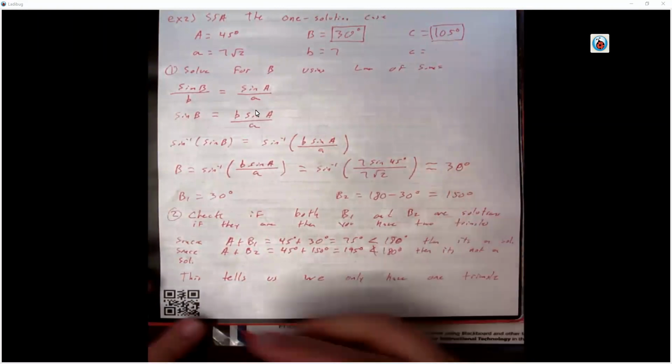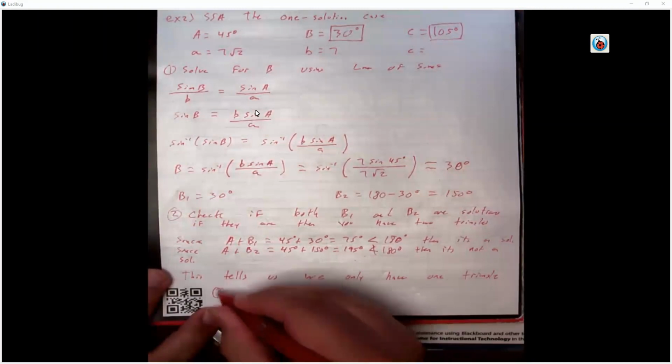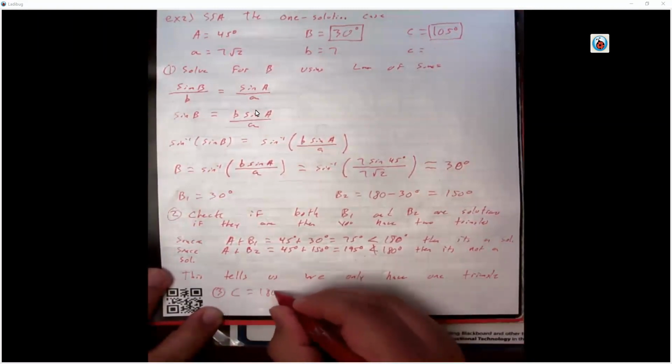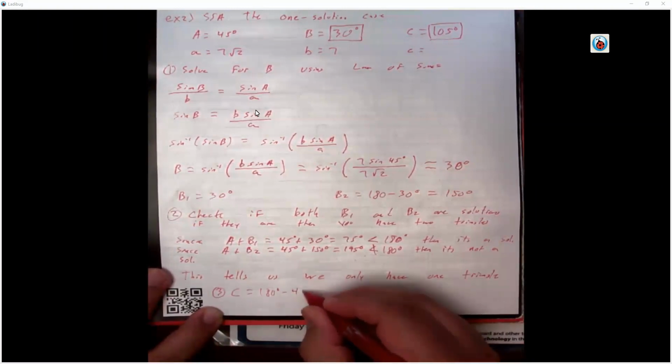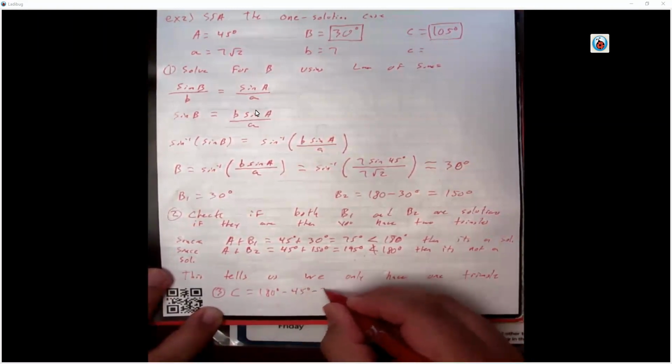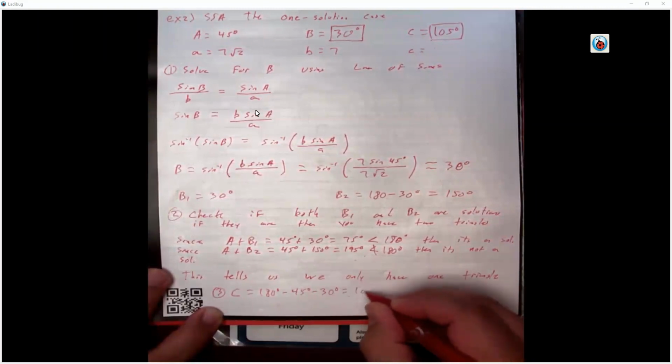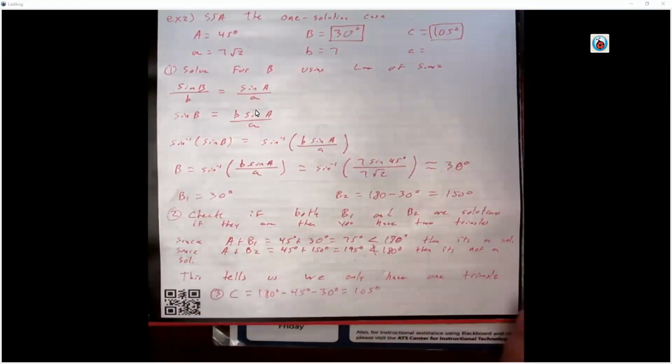Do step 3 right here. Angle C is equal to 180 minus 45 minus 30, which is 105. So as soon as you get two angles, just go ahead and find that third right away.